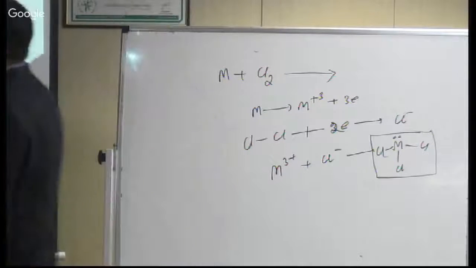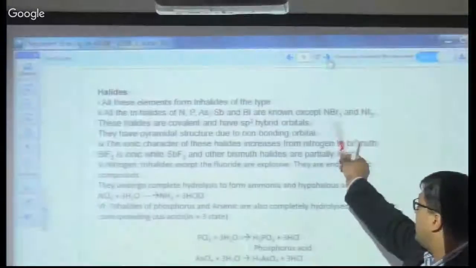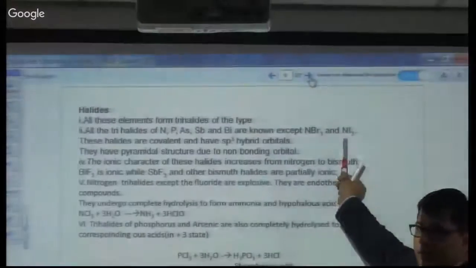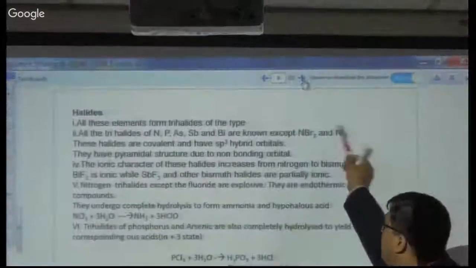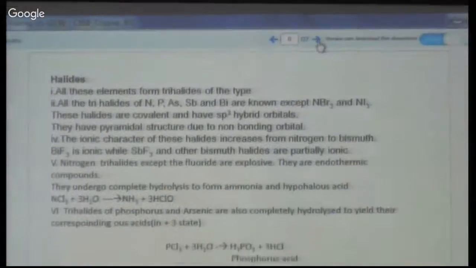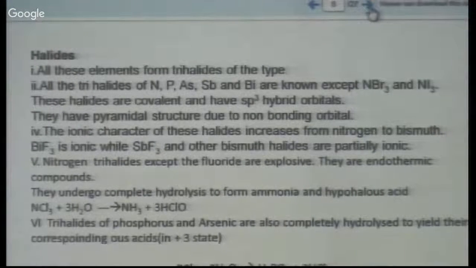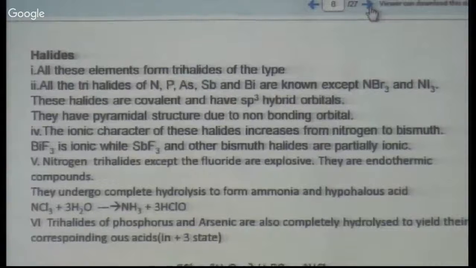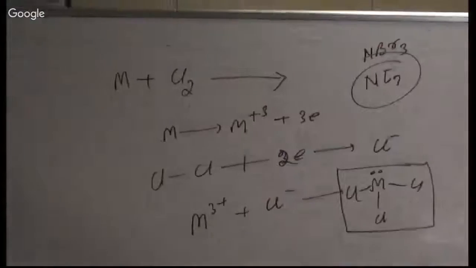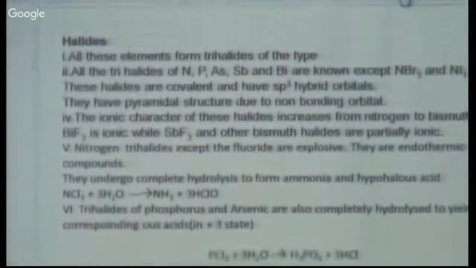The second point is that all trihalides of this group are known, except BiI3 and NI3. Nitrogen never forms a triiodide or tribromide. Clear? NBr3 is highly unstable. NI3 never forms. Okay. Now, all are sp3 hybridized, pyramidal in shape, having one lone pair.